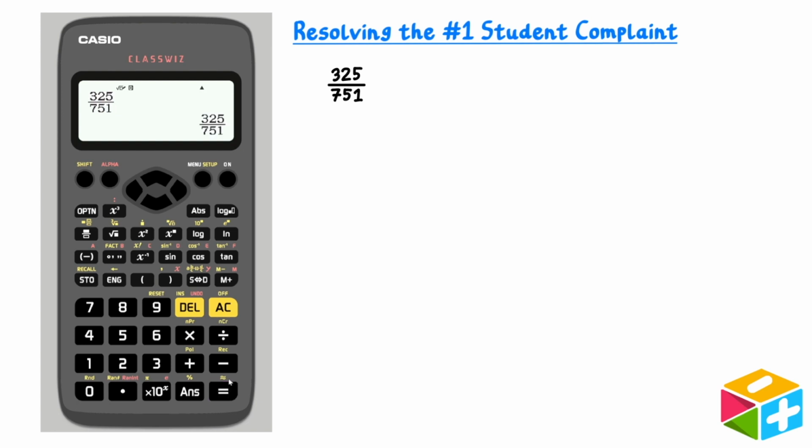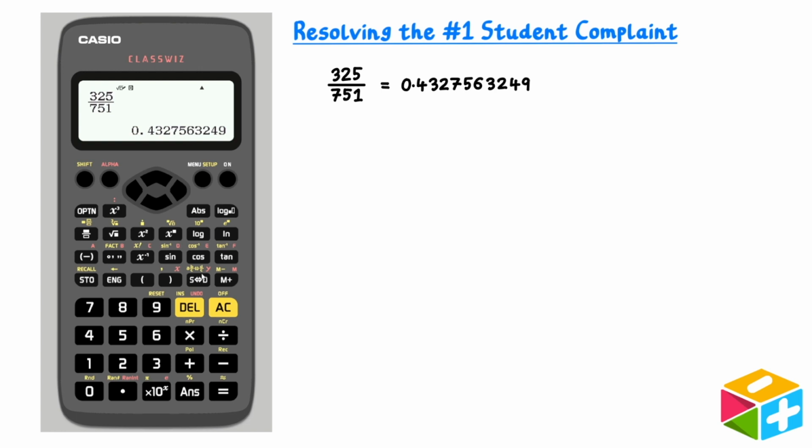Initially, the calculator gives the fraction right back to us. However, if we press the S to D button, it will convert it to decimal form. All is well and good with our first fraction to decimal conversion.